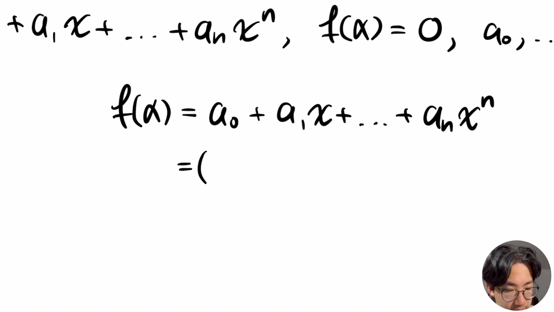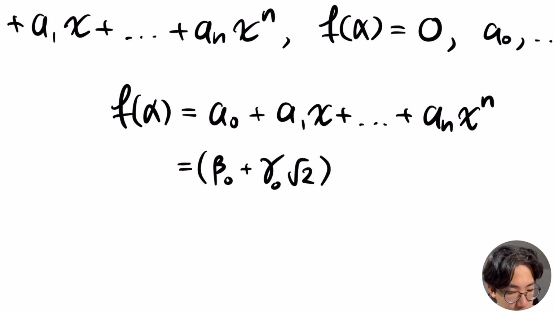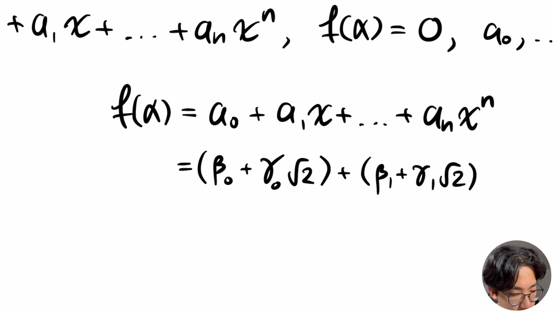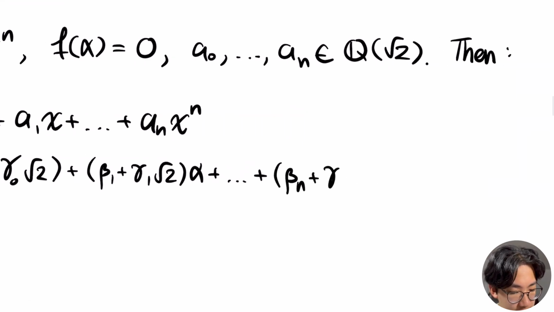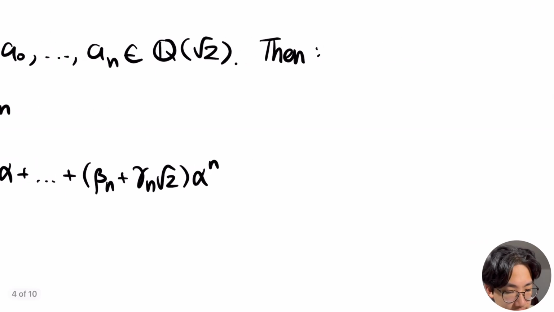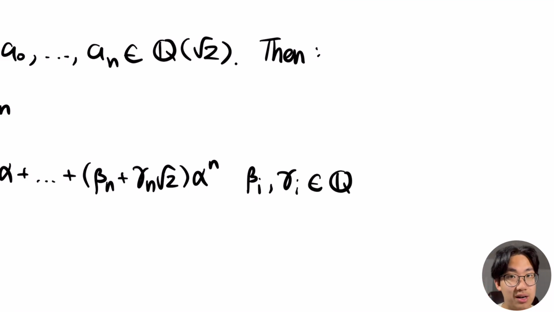So we have, again, all of these are in Q adjoined root 2, so we can replace them accordingly. So beta 0 plus gamma 0 root 2, plus beta 1 plus gamma 1 root 2, times alpha, going all the way up to beta n plus gamma n root 2, times alpha to the power n. And it's really important to note here that all the beta_i and gamma_i are in Q now. So not just Q adjoined root 2, but Q. So we're working in a lower field now.